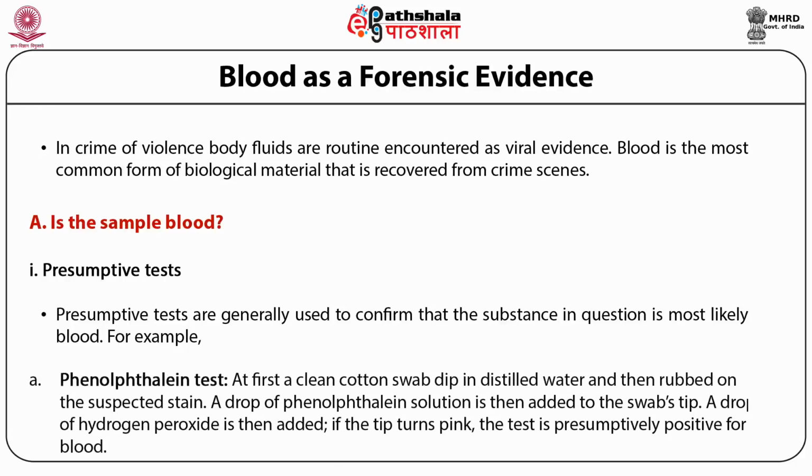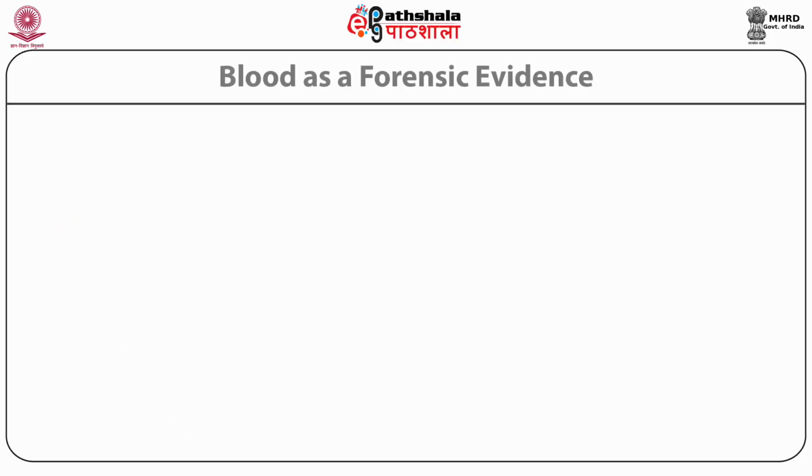For example, the phenolphthalein test. At first, a clean cotton swab is dipped in distilled water and then rubbed on the suspected stain. A drop of phenolphthalein solution is then added to the swab tip. A drop of hydrogen peroxide is then added. If the tip turns pink, the test is presumptively positive for blood.